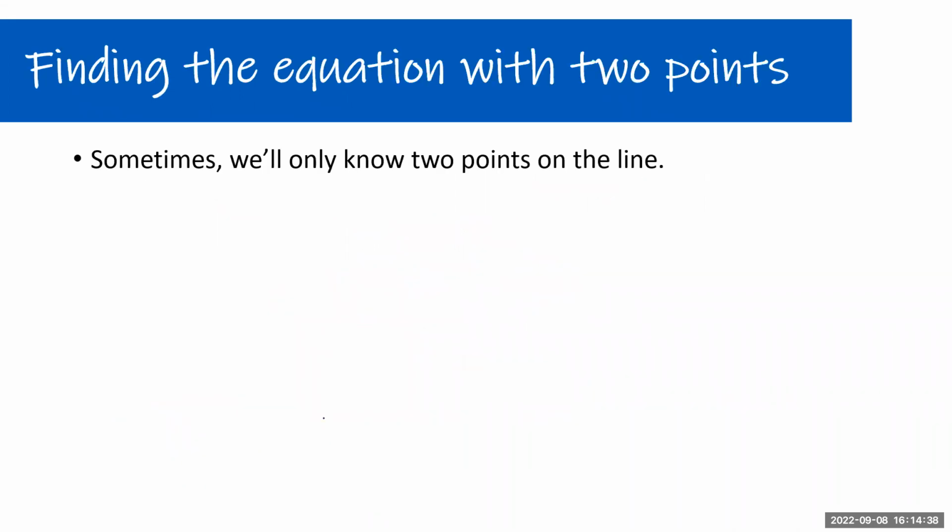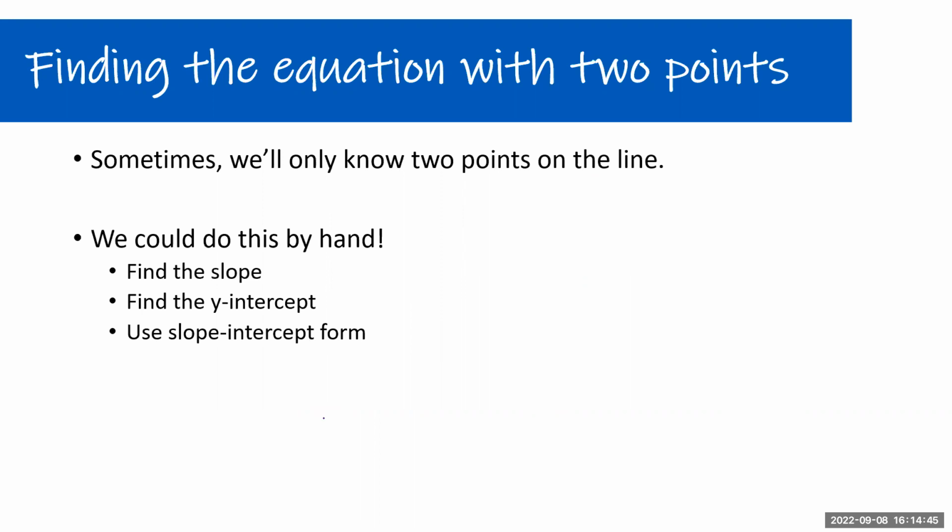Now, sometimes you won't know the slope and the intercept. You may only be given 2 points on the line. To do this, we could do it by hand. It's not hard. It's kind of tedious, okay? You'd want to find the slope of the line, and then you'd have to find the y-intercept, and then you can use slope-intercept form, okay? So slope is easy with the 2 points. You'd have to then go in and solve to find your intercept with a little bit of algebra.